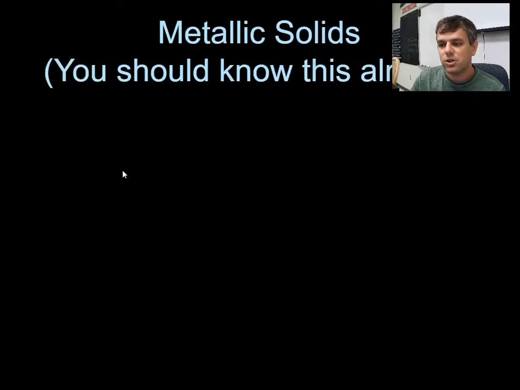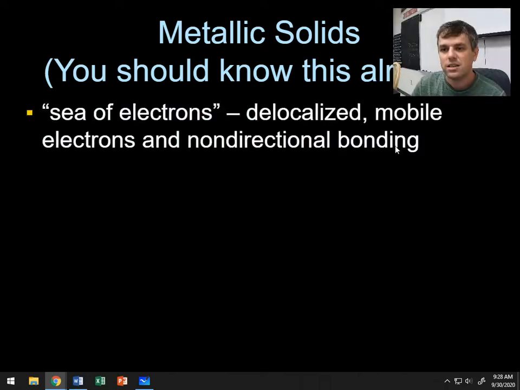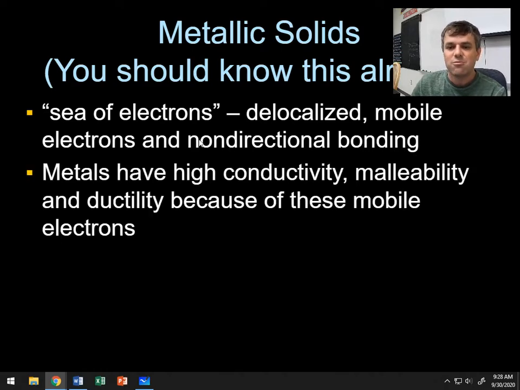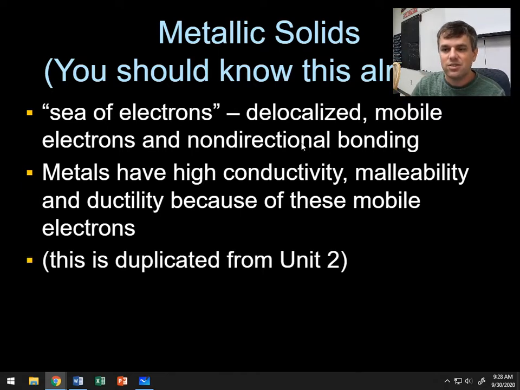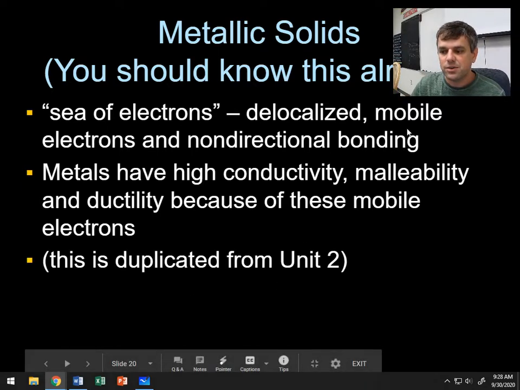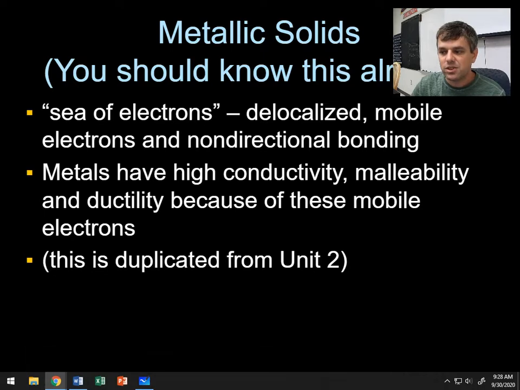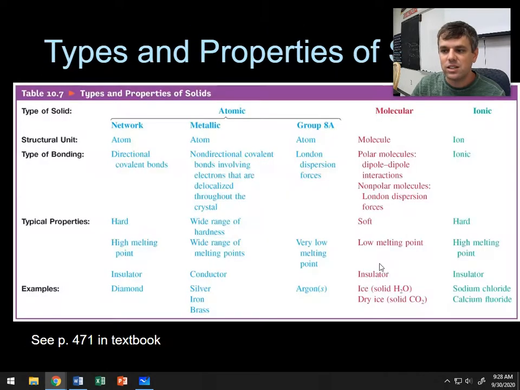And then the fourth type of solids is metallic solids, which, once again, you should know this already. These have the sea of electrons, the delocalized mobile electrons, and non directional bonding. Metals have high conductivity, malleability, and ductility because of those mobile electrons. And once again, this is from Unit 2. Okay. So we're just going to look at a couple more things here.